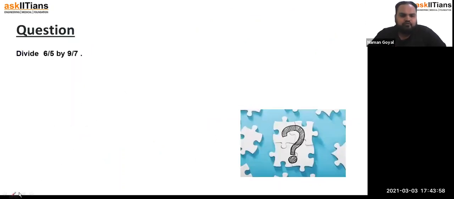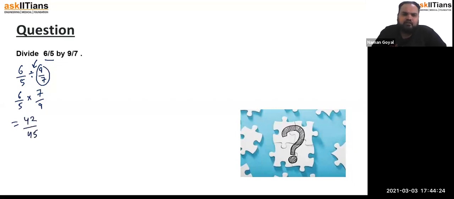Okay. Now we are going to do some more questions. 6 by 5 is going to be divided by 9 by 7. So as I told you, you just replace this sign by multiplication, right? So it is 6 by 5 multiplied by, and this quantity gets reciprocated, 7 upon 9. So it will be 7 sixes are 42 upon 9 fives are 45. Now if you see, this rational number is not in standard form, so we have to convert it into standard form, right?